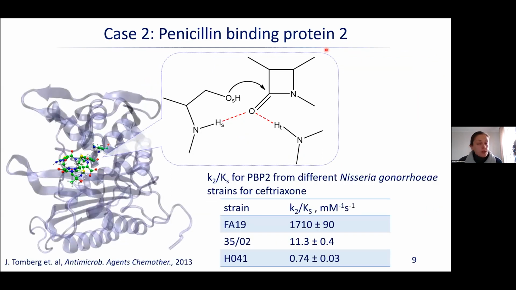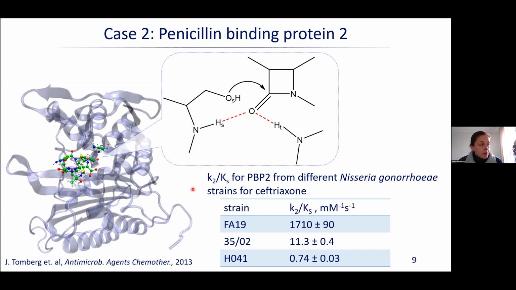Another example is also related to bacterial resistance, and it's another bacterial protein, penicillin binding protein. It's the enzyme that is responsible for the formation of cell wall in bacteria. And actually, antibiotics that contain beta-lactam group are bound to these enzymes and block enzymatic activity. So that should kill bacteria.